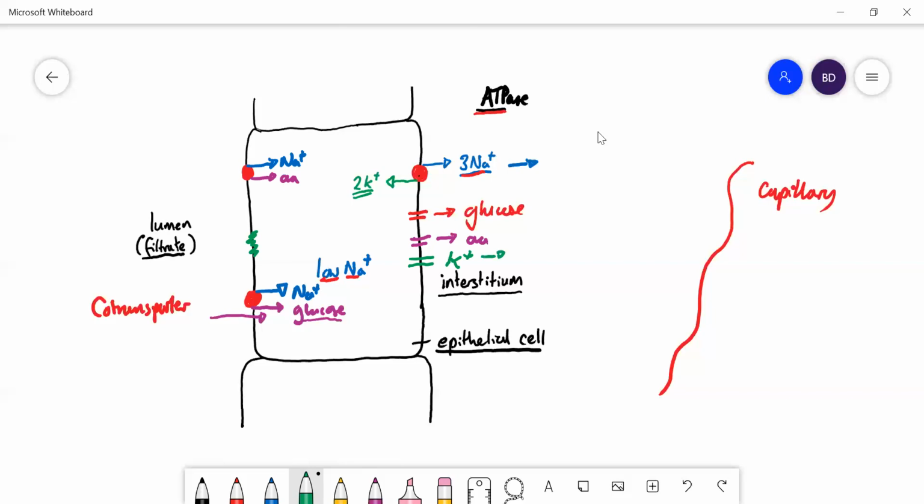Okay, so let's talk about the water as well. If you are transporting sodium and glucose and amino acids, these are all osmotically active substances, so they are going to cause water to come across. You're going to get H2O coming from the lumen into the epithelial cell, and then across the other side of the epithelial cell into the interstitium. Water is going to do that as well. But the whole thing is driven by the activity of the ATPase. Okay, so in the next video, we're going to talk about what happens in the loop of Henle.